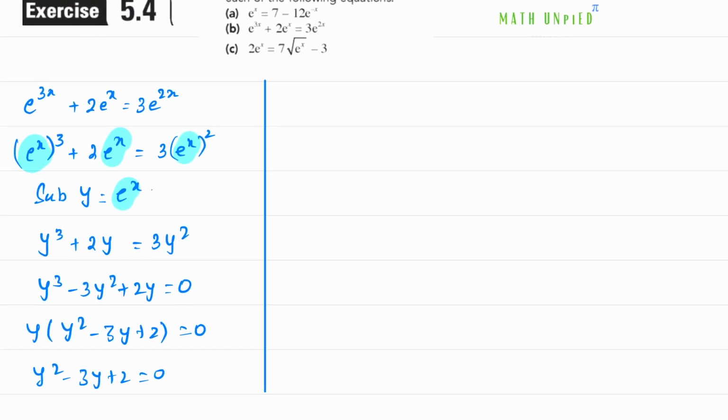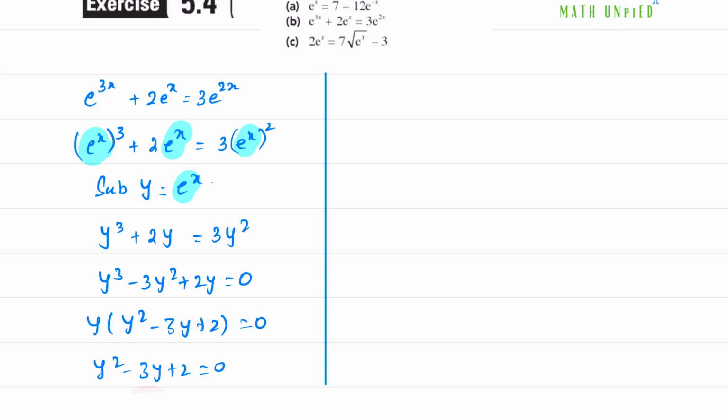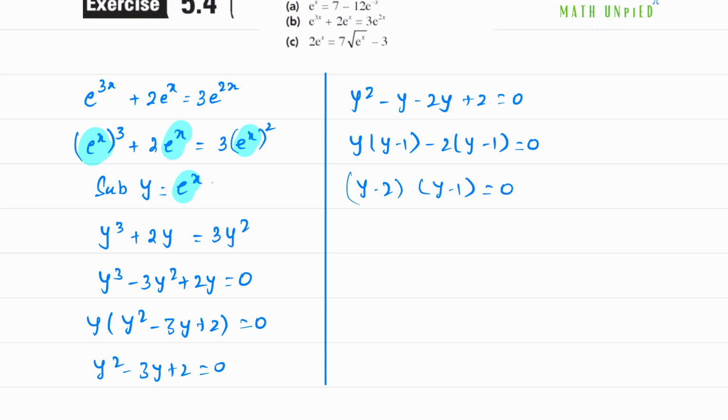Now we have to split the middle term in such a way that if you add, it should give negative 3, and if you multiply, it should give 2. It's fairly easy. So this will be y squared minus y minus 2y plus 2 equals 0. Now if you see, minus 1 minus 2 will give you negative 3, minus 1 into minus 2 will give you plus 2. So y times y minus 1 minus 2 into y minus 1 equals 0. Y minus 2 times y minus 1 equals 0, or y equals 2 and y equals 1.